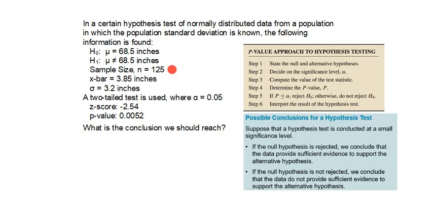Our sample size was 125 people, and our x-bar, our sample mean, was 38.5 inches. But we happen to know that the population standard deviation is 3.2 inches. So we're going to conduct the two-tailed test with alpha equals 0.05. That means that we're looking for a p-value that will be less than that if we're going to reject the null hypothesis.